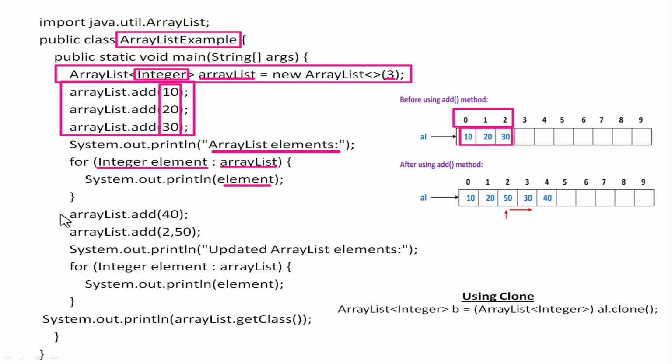Next we are going to add some elements. Array list dot add 40. Now 40 should be added at the end of the list. So now 40 has been added at the end of the list.